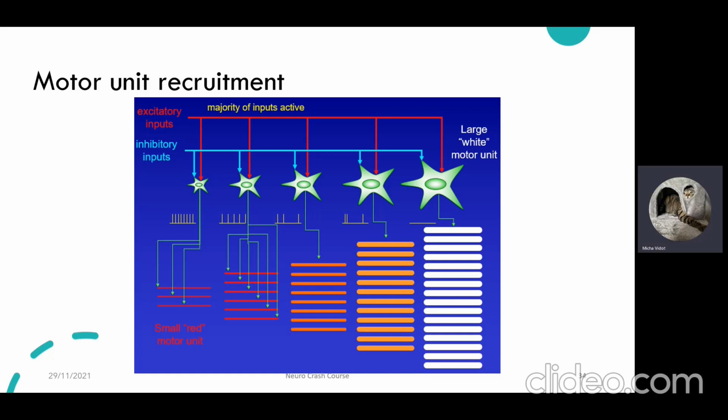Action potential production is based on the balance of excitatory and inhibitory inputs. So a weak contraction consists of less excitation and more inhibition. We have to have a balance between this excitation and inhibition for us to have very fine control over our movement. And a little added piece of knowledge: small motor units are red in colour and larger motor units are whiter in colour.